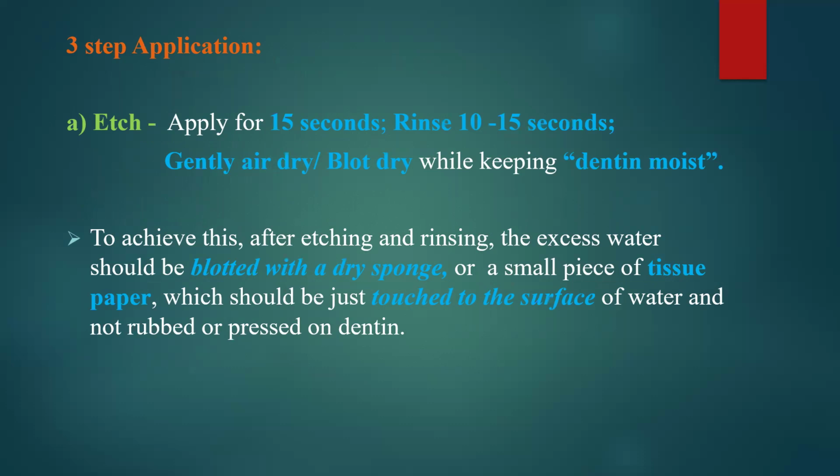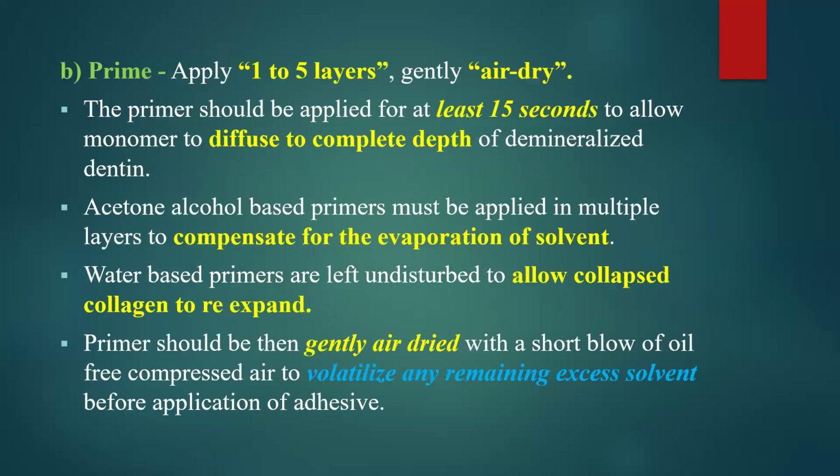To achieve this, after etching and rinsing, the excess water should be blotted with a dry sponge or a small piece of tissue paper, which should be just touched to the surface of water and not rubbed or pressed on dentin. Primer: apply 1 to 5 layers gently and air dry. The primer should be applied for at least 15 seconds to allow monomer to diffuse to the complete depth of demineralized dentin. Acetone or alcohol-based primers must be applied in multiple layers to compensate for the evaporation of solvent.